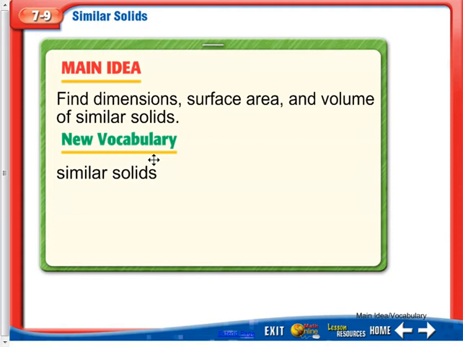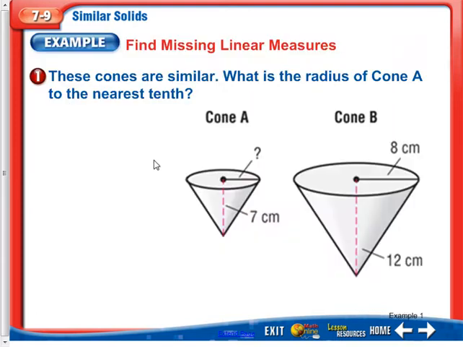Lesson 7-9, we'll be talking about similar solids, kind of like our similar polygons from before. We'll be working with setting up proportions and cross multiplying and dividing to solve for that proportion. Except we'll start to get into surface area and volume as well.